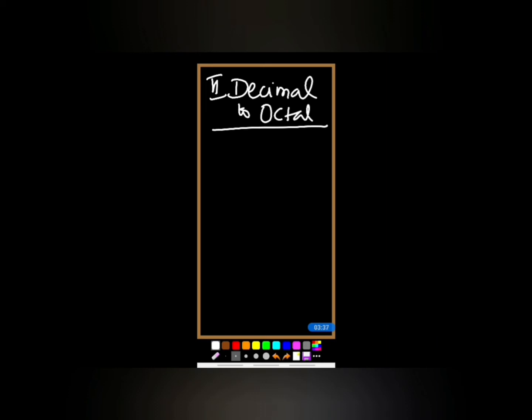So what I have to do? I have to divide this one. Same number I can consider. So 125. Suppose 125 is my number. I have to find out base 8. Okay, ready? So what we have to do?